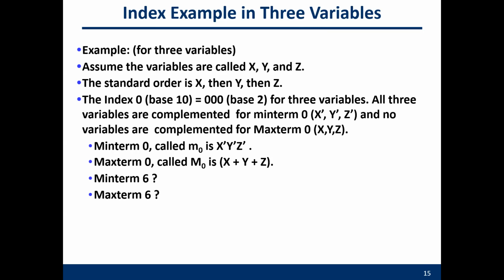And for the max term, all the variables are normal. So no variable is complemented. So we have x, y, and z here. So the capitalized M0 is x or y or z. And the small m0 is actually x bar, y bar, and z bar. So how about the minterm 6?